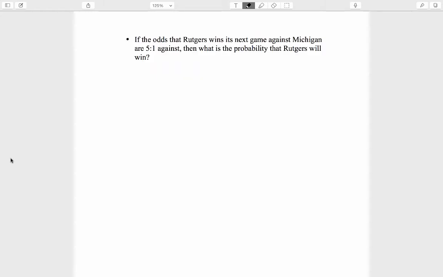If the odds that Rutgers wins its next game against Michigan are 5 to 1 against, then what is the probability that Rutgers will win? We have to be a little bit careful here about how the odds are stated and what's being asked. So the odds are very much against Rutgers winning, so the probability that Rutgers will win should be much less than 1/2.